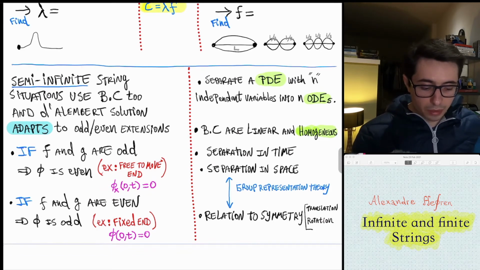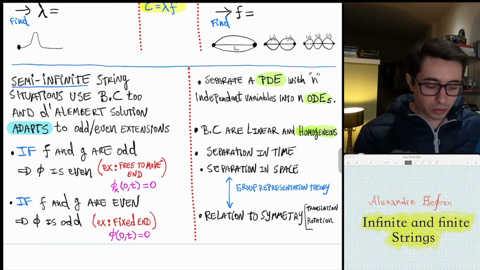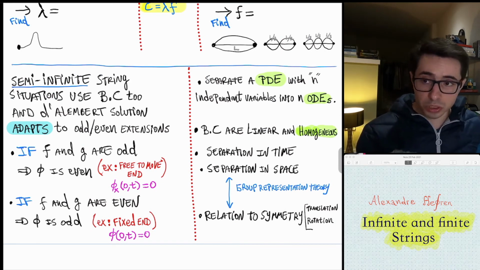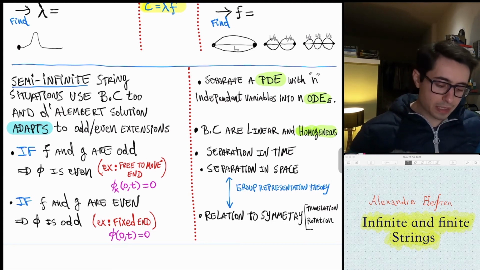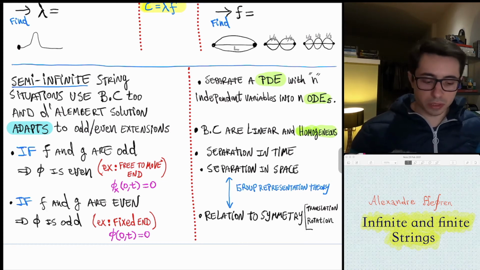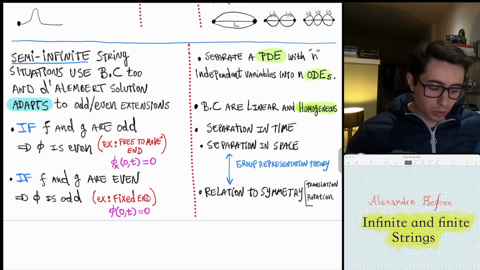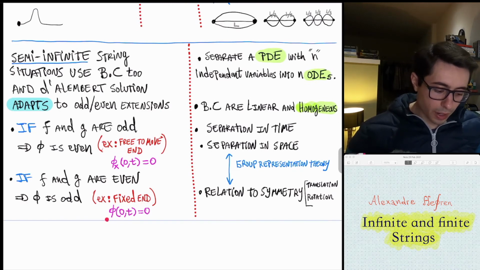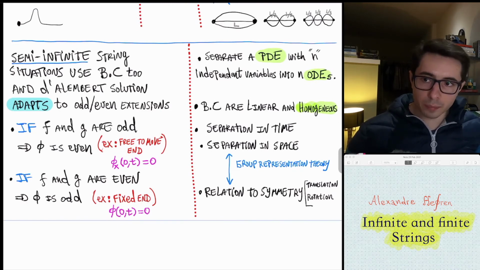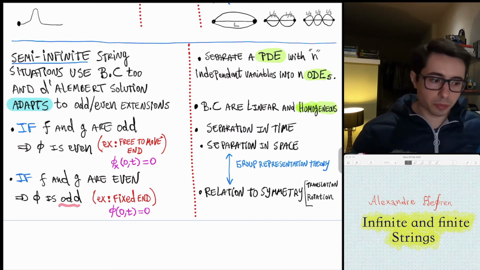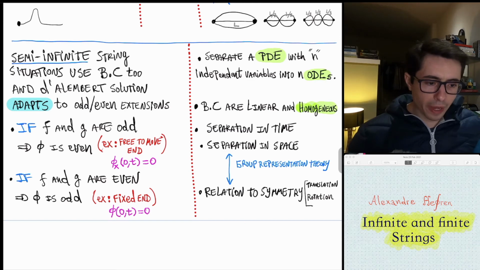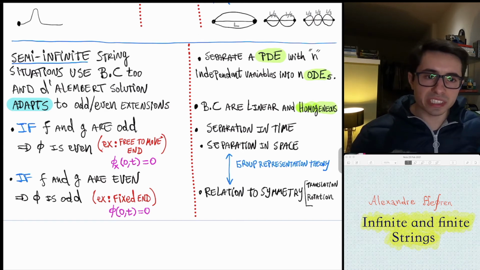And so we can use extensions. We can consider extensions of our D'Alembert solution in order to ask it to be even or odd in particular. For example, in the case of a fixed end, what do we want? We want phi at position 0 for all times to be equal to 0, right? And this can be accomplished by an odd function, because we know, for an odd function, f of x is minus f of minus x, right? So that means that f of 0 is 0.